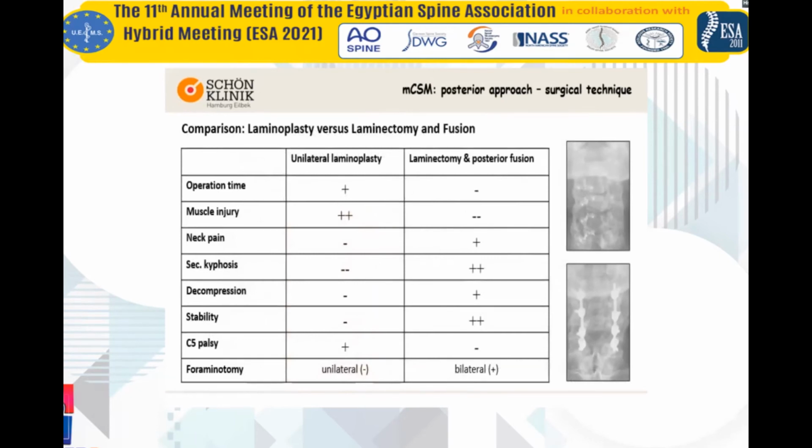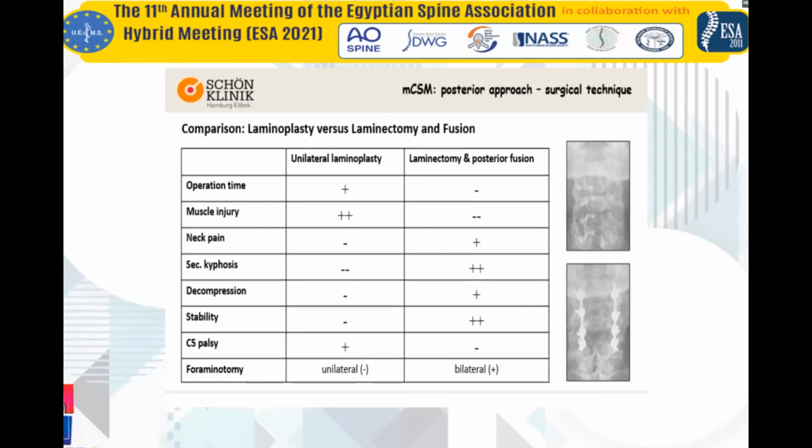When we compare laminoplasty with the conventional technique of laminectomy and fusion, you can see operation time is shorter in our experience with the laminoplasty. You have less muscle injury, but if you have patients with neck pain, they do better with the laminectomy and posterior fusion. You can also develop secondary kyphosis with the laminoplasty, so laminectomy is the favorite technique.